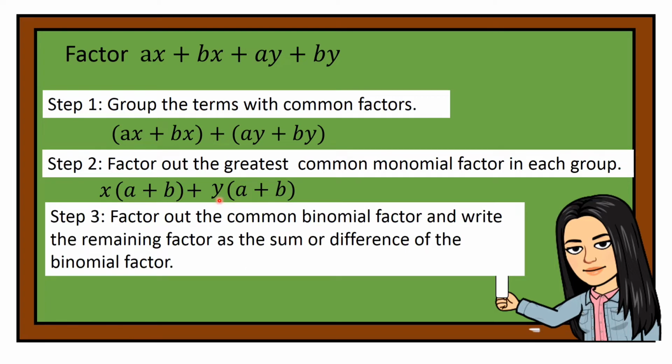Step 3. Factor out the common binomial factor and write the remaining factor as the sum or difference of the binomial factor. So, our common binomial factor is a plus b. As you can see, we have here the common binomial factor. And then, we're going to combine the remaining factors as the sum since our operation is addition. So, we have here the quantity x plus y. So, our final answer is the quantity a plus b times the quantity x plus y.